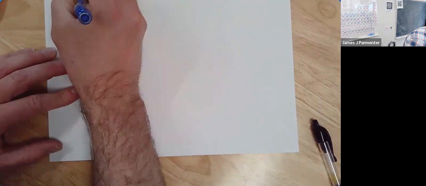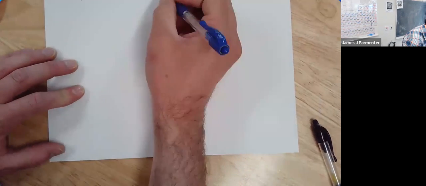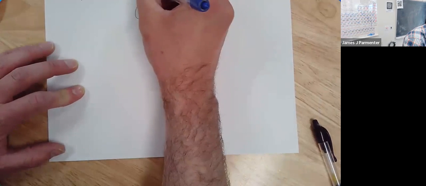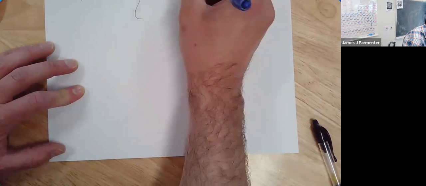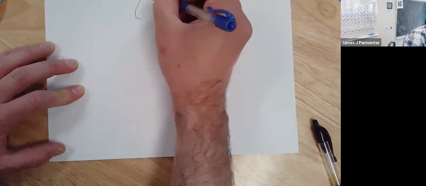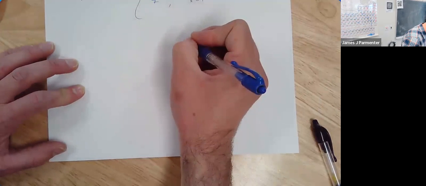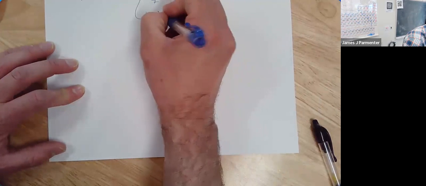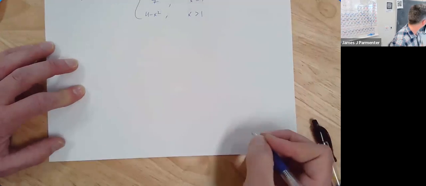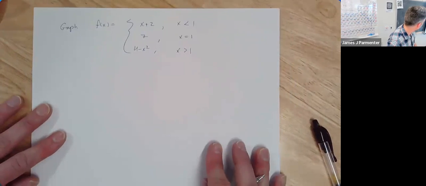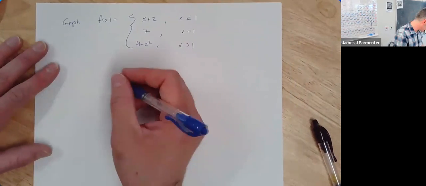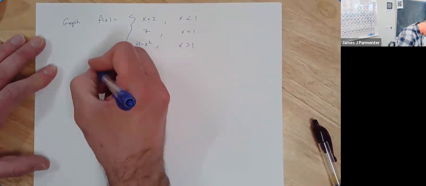Let's graph f of x equal to x plus 2 when x is less than 1, 7 when x is equal to 1, and 4 minus x squared when x is greater than 1. Oops, can't see that. Sorry about that. Please let me know if I'm off screen. Sometimes I just start writing and forget where I am.